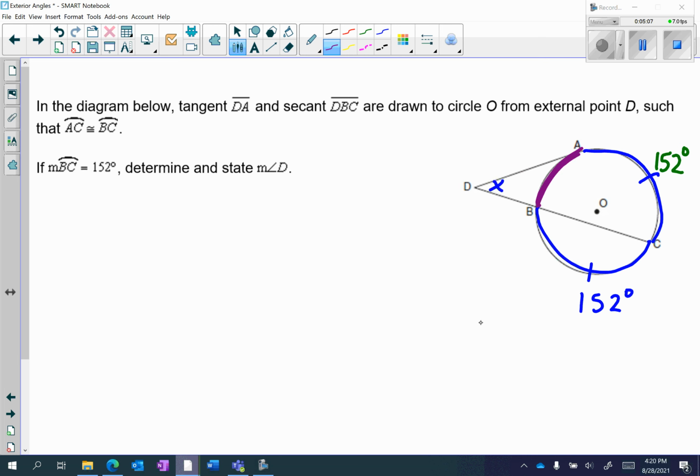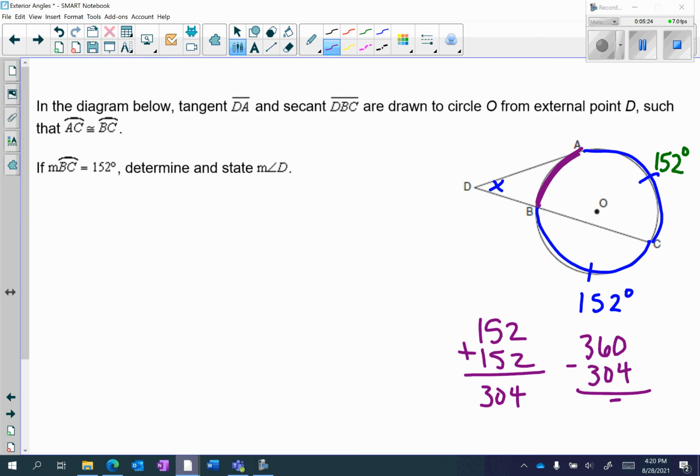So what I'm going to do is add 152 plus 152. That's going to give me 304. And then I'm going to subtract that from 360 degrees. And that's going to give me 56. So arc AB is 56 degrees.